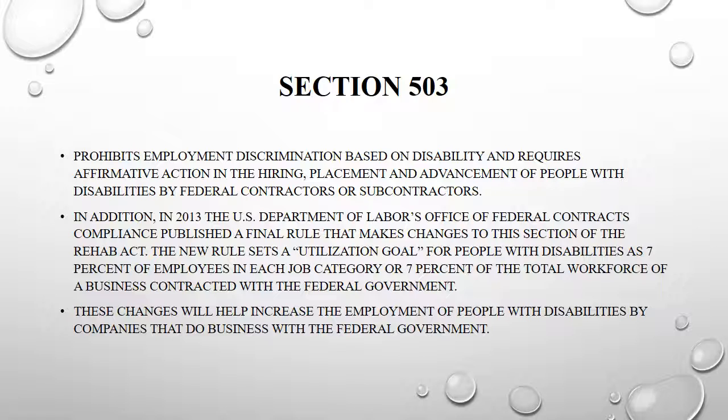In addition, in 2013, the U.S. Department of Labor's Office of Federal Contracts Compliance published a final rule that makes changes to this section of the Rehab Act. The new rule sets a utilization goal for people with disabilities as 7% of employees in each job category or 7% of the total workforce of a business contractor with the federal government. These changes will help increase the employment of people with disabilities by companies that do business with the federal government.